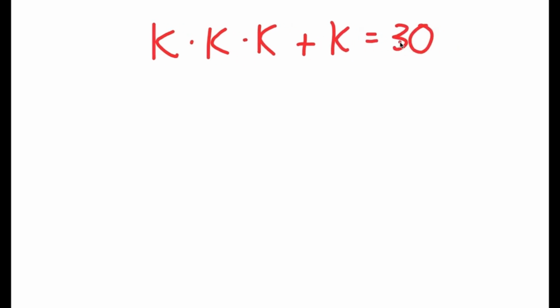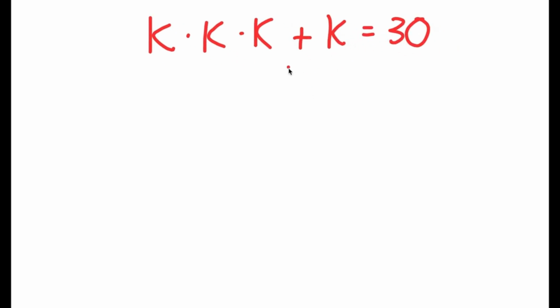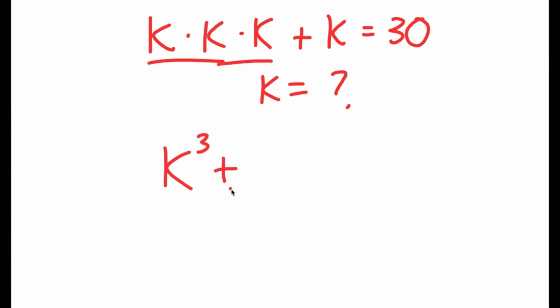Alright, so in this video, I'm going to solve the equation k times k times k plus k is equal to 30. So obviously I want to find the value of k in this equation. To start off, k times k times k is the same thing as k to the power of 3. So I have k to the power of 3 plus k is equal to 30.